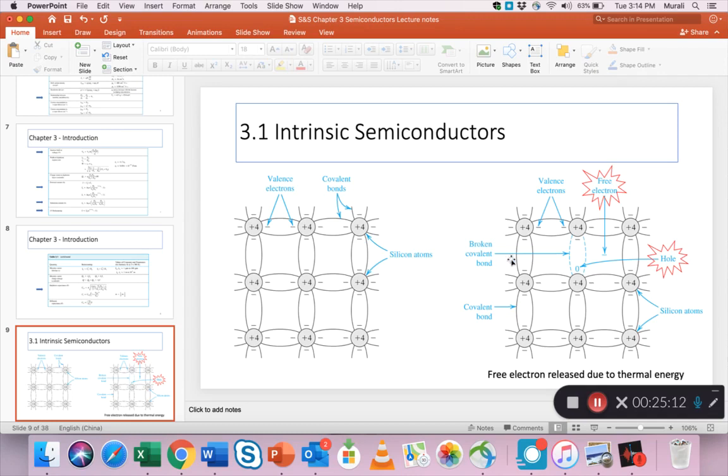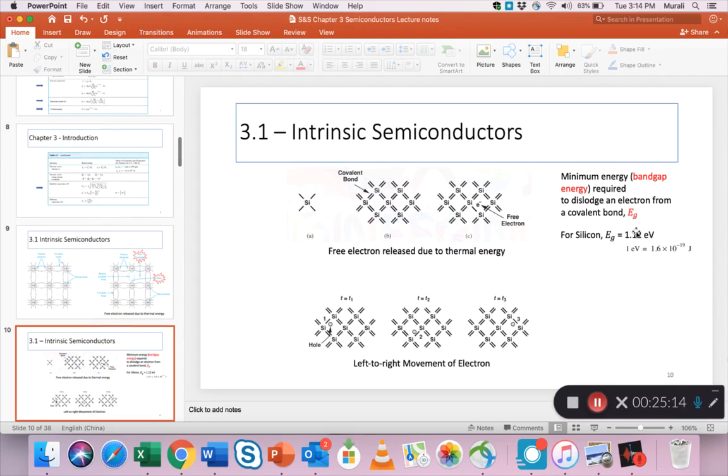Okay, so I'm going to move to the next slide. Now we are on slide 10. This material is from a different textbook, but it is really trying to cover the same thing that we just covered in the previous slide, with a little more of a process. It better explains intrinsic semiconductors.